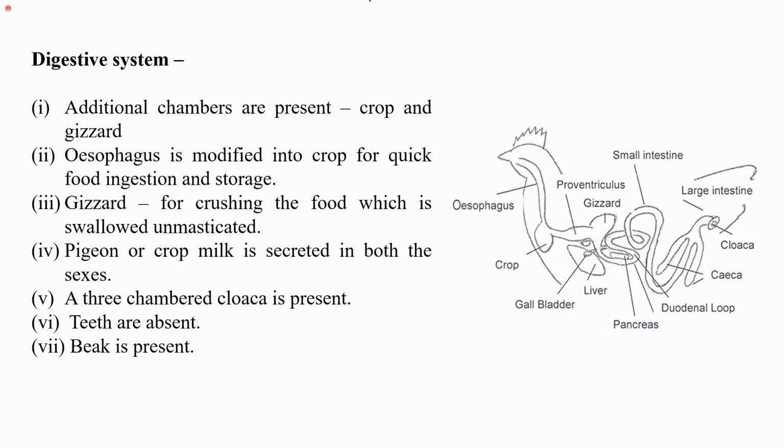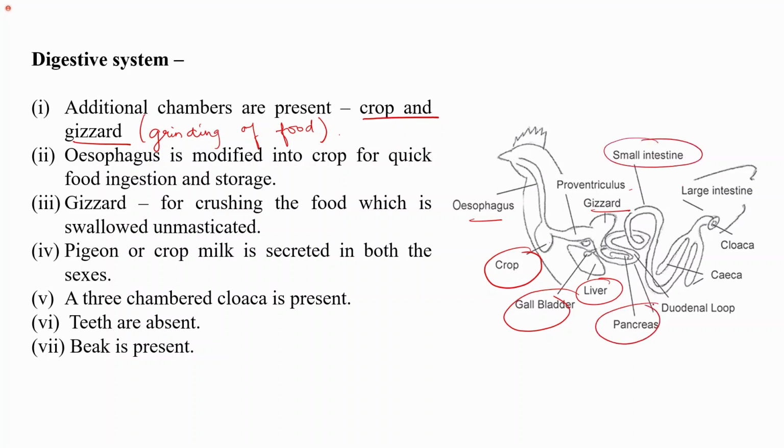Now digestive system. Additional chambers are present in these, that is the crop and the gizzard. These help in the storage and grinding of food. Then they have esophagus, crop region, proventriculus region, gizzard, where the food is then stored. Then they have gallbladder, liver, pancreas that secretes enzymes, small intestine, then duodenal loop, ceca, and the opening is the cloaca.